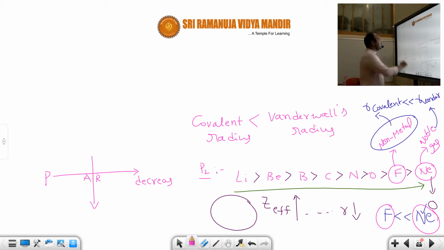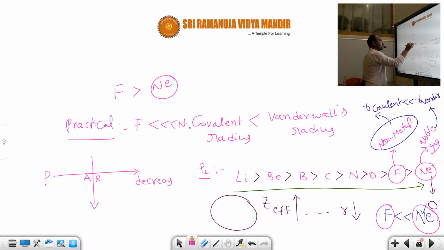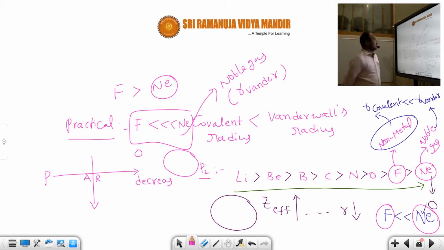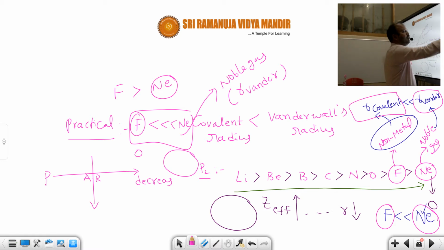So for fluorine and neon, in the general trend we expected neon to have less atomic size. But in the practical, experimental evidence, compared with fluorine, neon has a larger atomic radius. That means neon has a bigger size and fluorine a smaller size, because neon is a noble gas. A noble gas always has a van der Waals radius, which is the highest among all the radii. Fluorine is a non-metal, so it has a covalent radius. Compared with covalent radius, van der Waals radius is maximum.